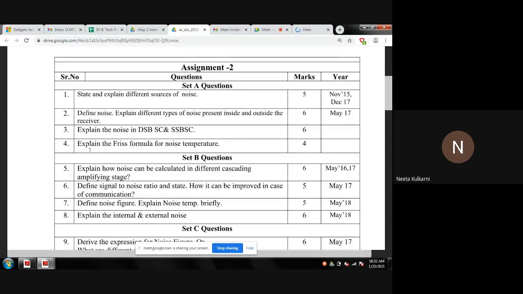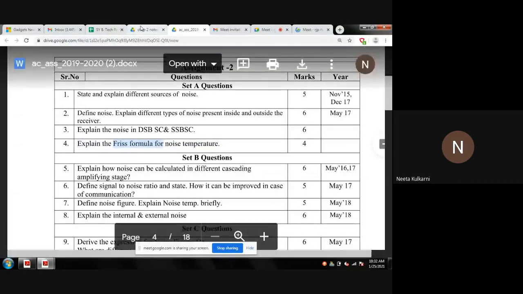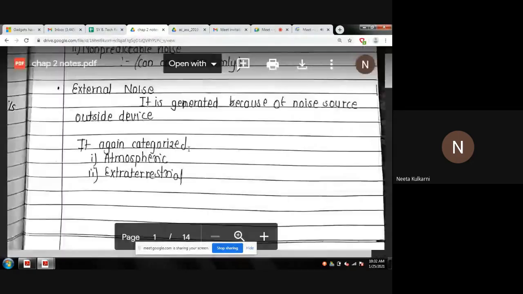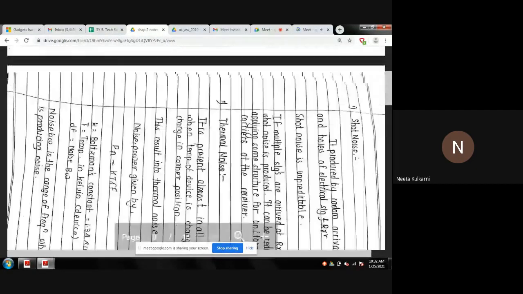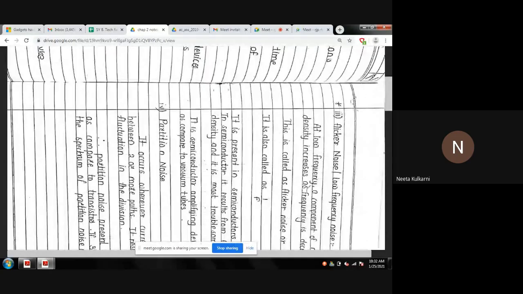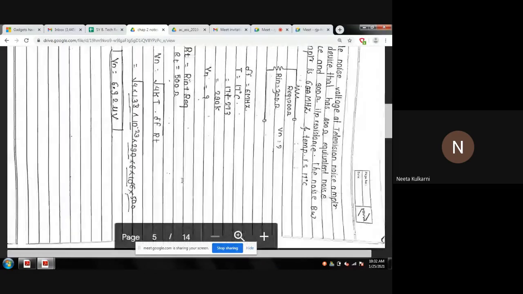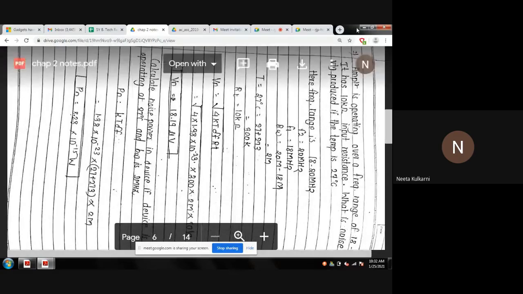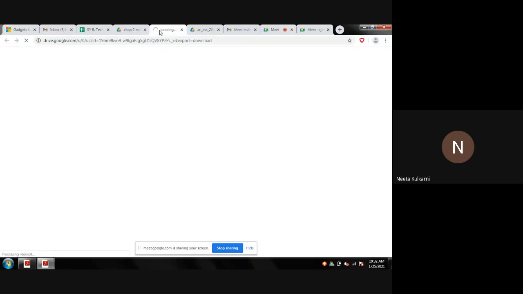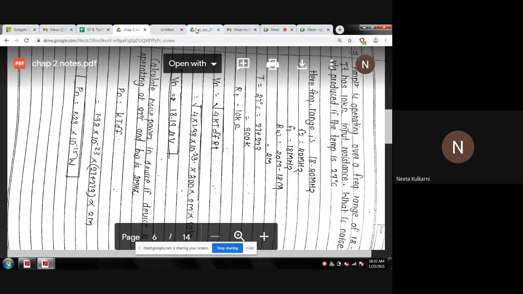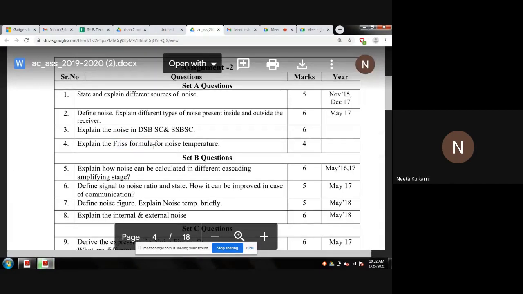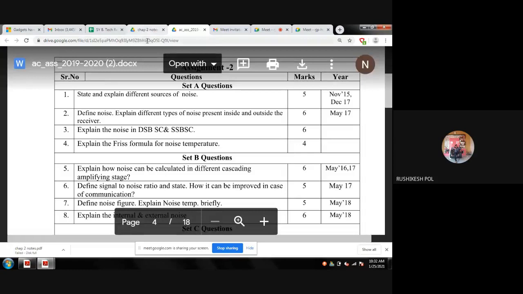Then the next question is: explain the Friis formula for noise temperature. Friis formula is nothing but the formula we have seen for noise temperature. If we know the noise figure, how can we calculate the noise temperature? Can anyone tell? What is the formula for noise temperature? Noise temperature T is equal to what? You have to write T0 in bracket. Tell me. F minus 1.